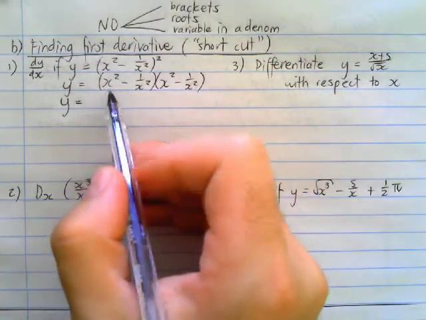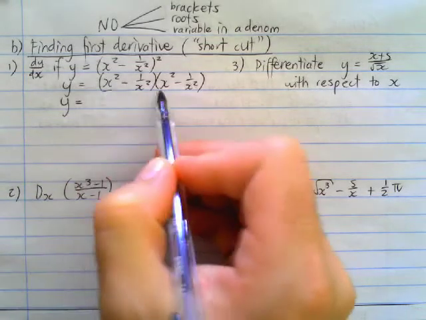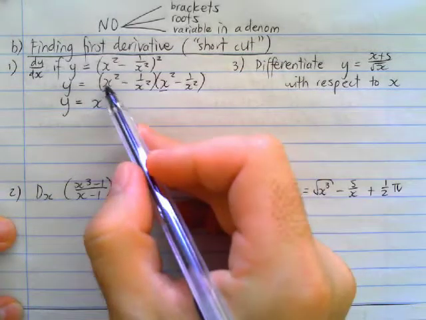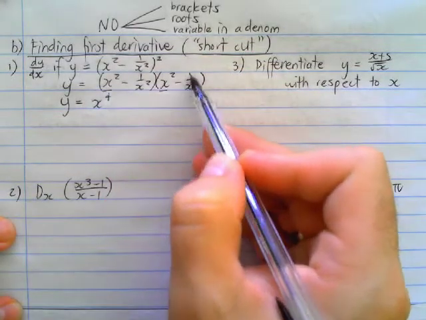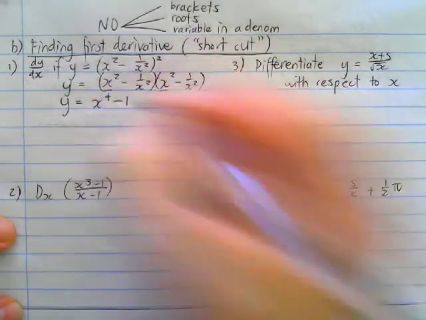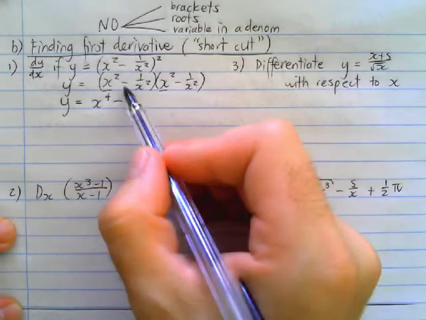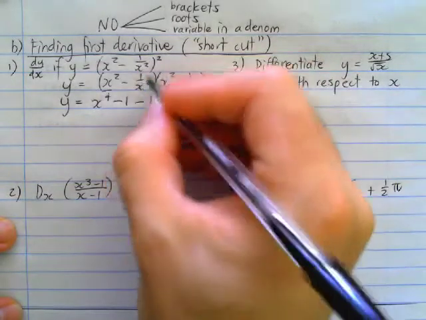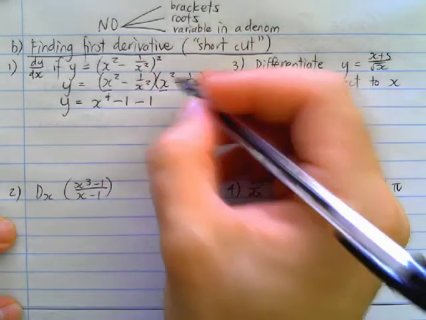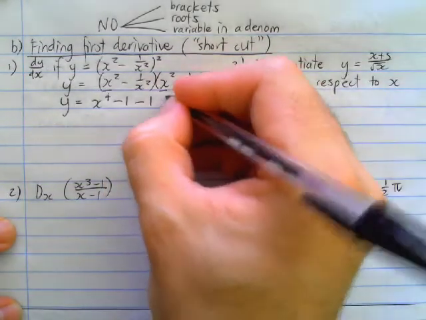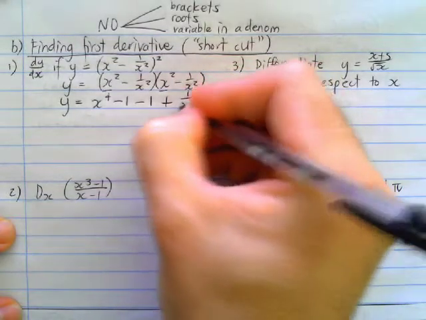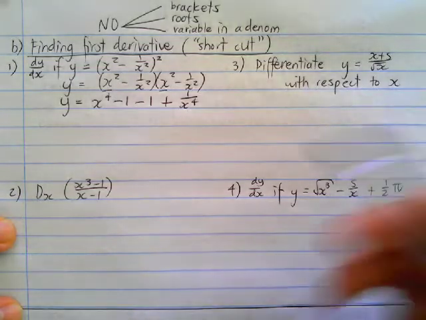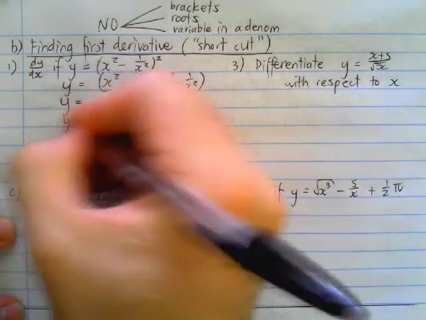So the F of FOIL means multiply the firsts together. x squared times x squared is x to the power 4. x squared times negative 1 over x squared will result in negative 1. The inners, negative 1 over x squared times x squared, is another negative 1. And the last, negative 1 over x squared times negative 1 over x squared, is positive 1 over x to the 4. Right. So still, we are not quite ready to use our shortcut.